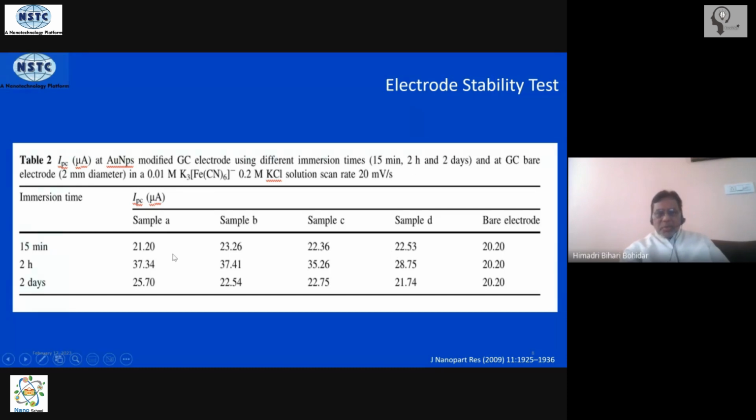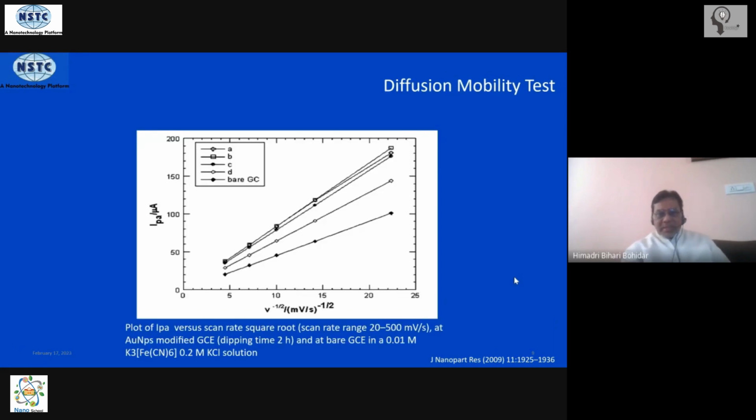So A, B, C, and D, there are 4 different experiments, and they give you the values which are reproducible: 37, 37, 35.2. So plus minus 1 or 2 microampere is the error bar here. 21, 23, 22. Same thing. 25, 22.5, 22.75. Again, plus minus 2 microampere. And then the bare electrode is always 20, where there is no gold nanoparticle in it. So the testing of the stability is done here.